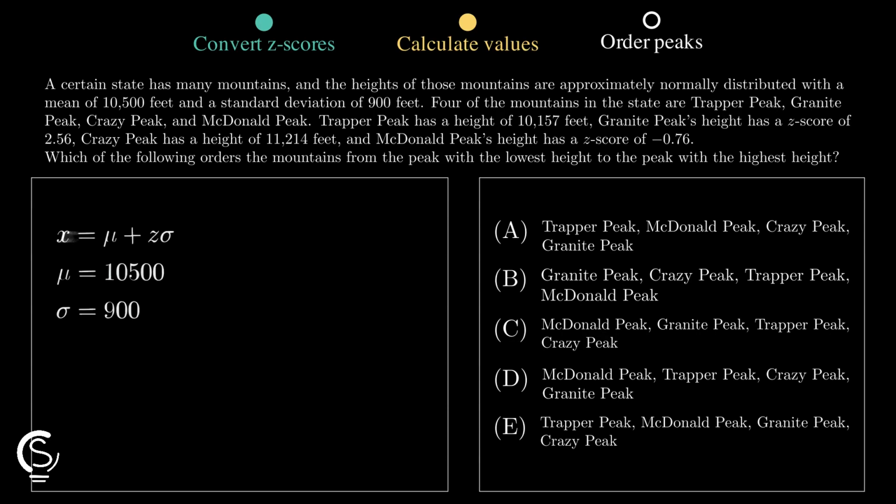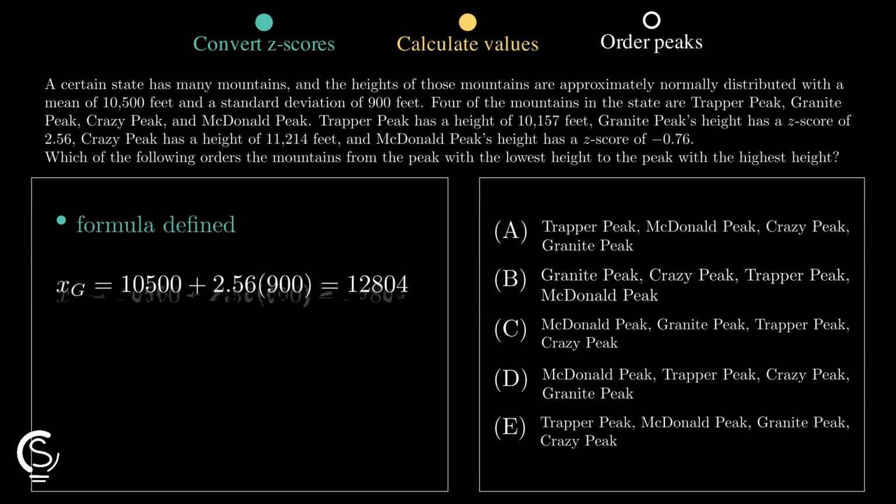Now, calculate the specific heights for Granite and McDonald peaks. Granite is above the mean while McDonald is below it. You got this. Just plug in those values right now.